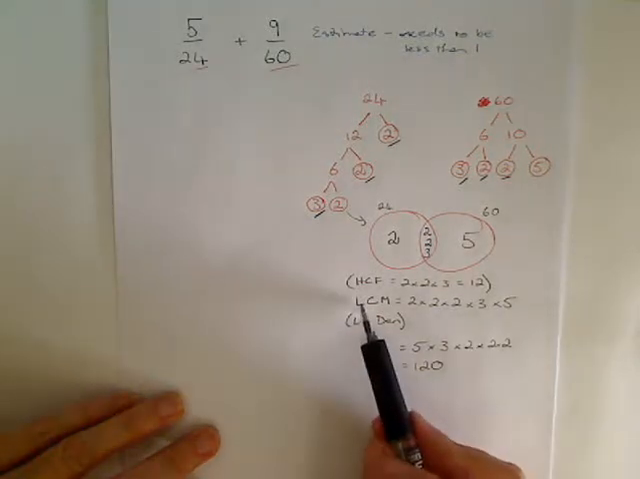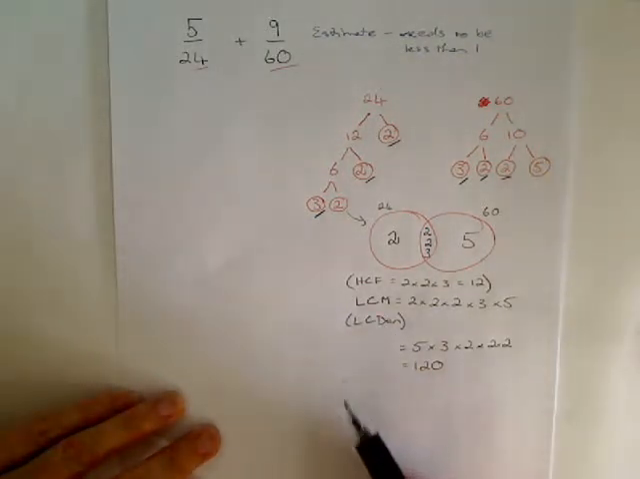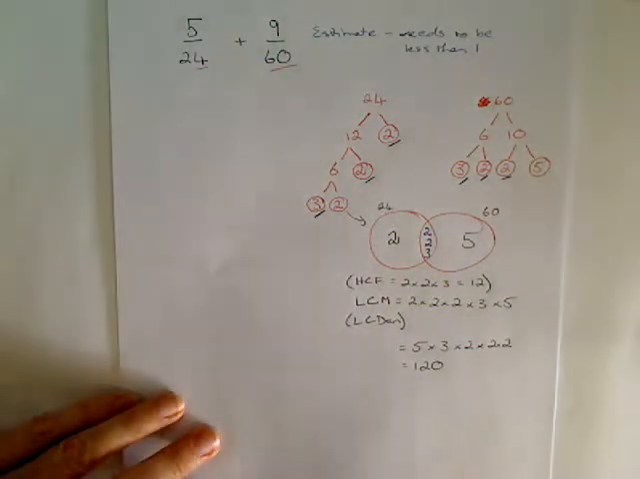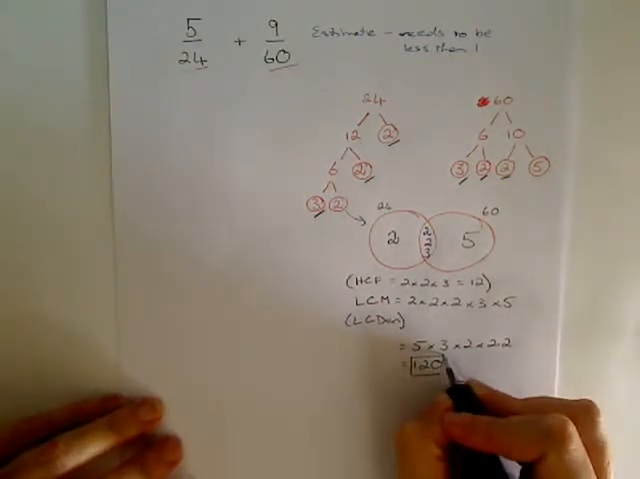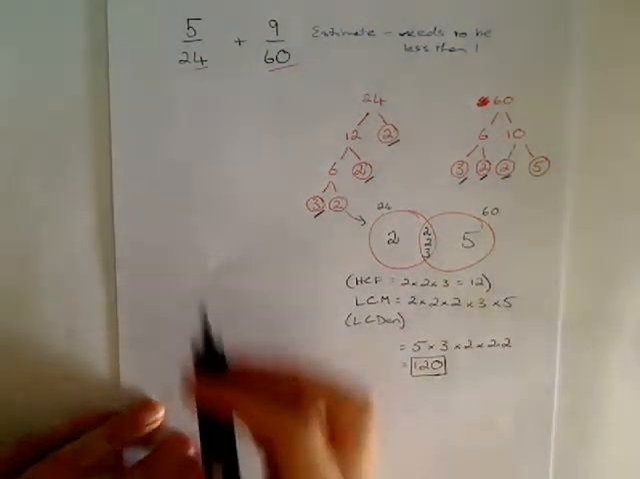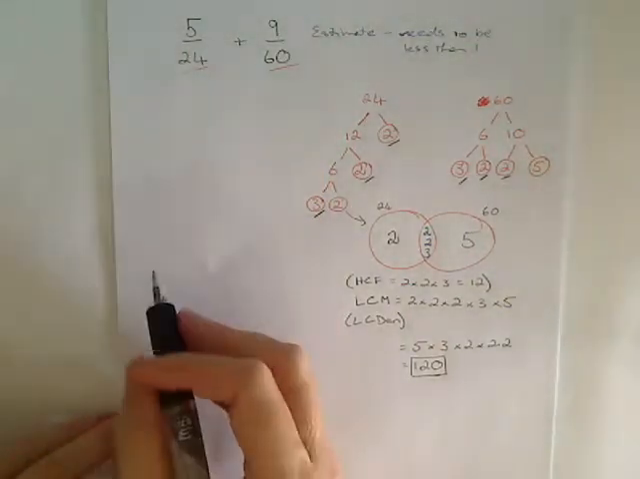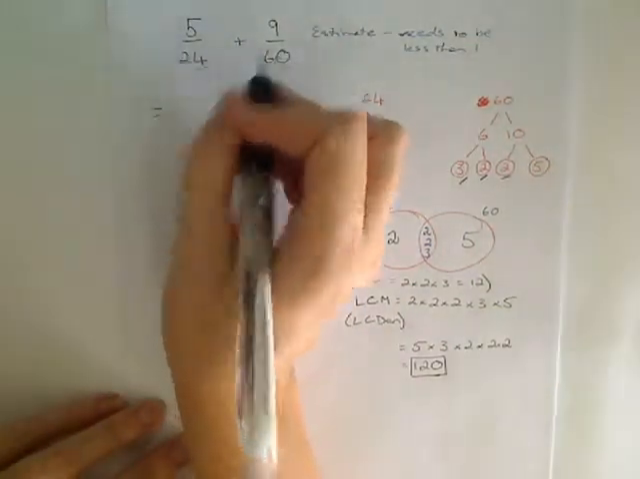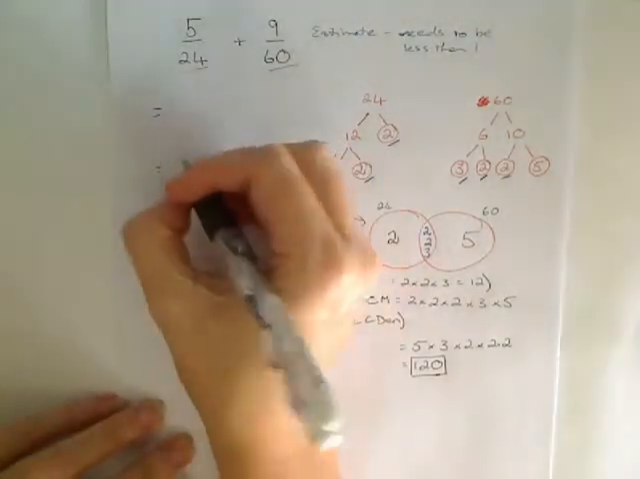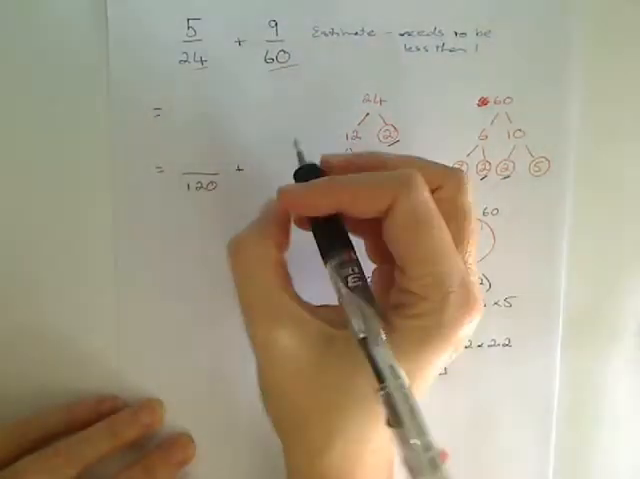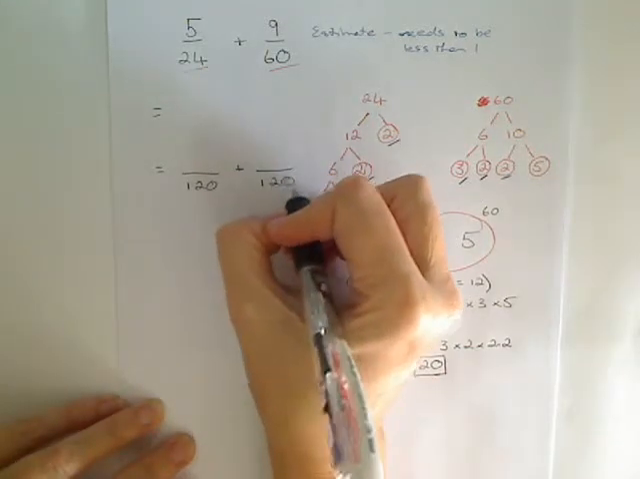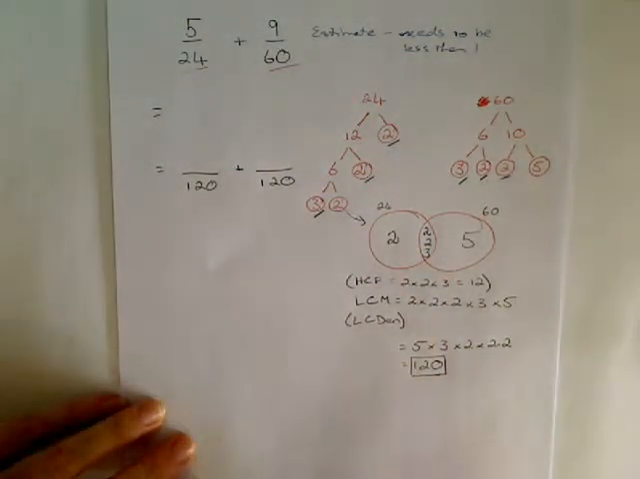This is the lowest, the smallest multiple that our two numbers 24 and 60 have in common. And you get pretty quick at this. So once I've worked out that my new denominator is 120, I go back up here to my fractions. So I'm going to rewrite these two fractions as some fraction of 120 plus another fraction of 120. So my parts are the same size.